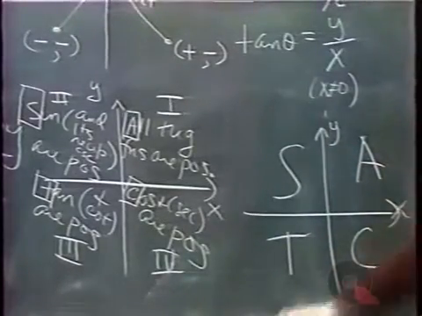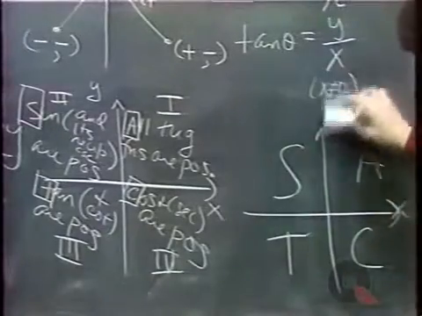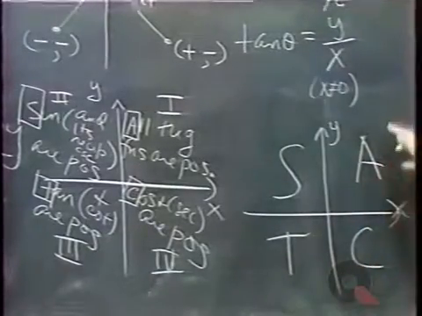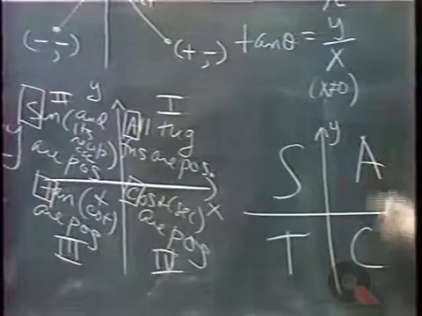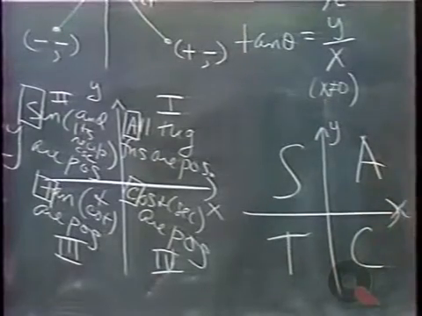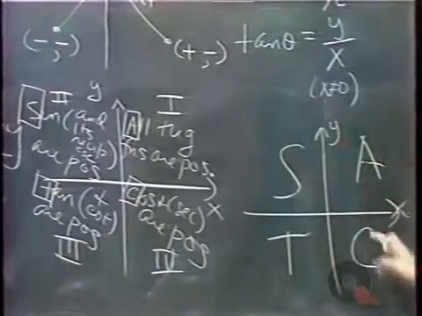I only give you nice mnemonics. If you have some obscene mnemonics you want to use, go right ahead. But what we have here is ASTC to represent which trig functions are positive, in the given quadrants.